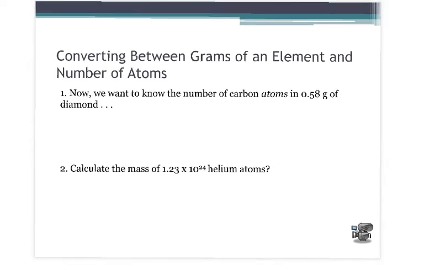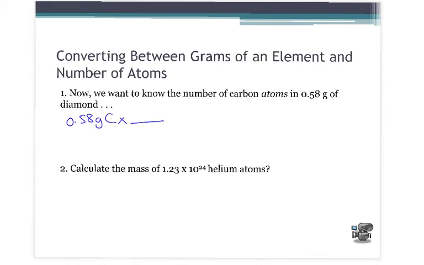Okay, now we're going to take it a step further, and we want to know the number of carbon atoms in 0.58 grams of diamond. Not just the number of moles, but we want to know the number of atoms. So we always start with what we're given. In this case, we are given 0.58 grams of carbon, which is diamond.